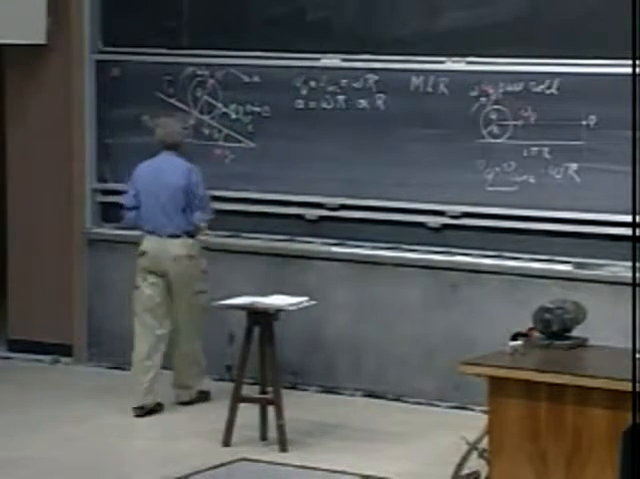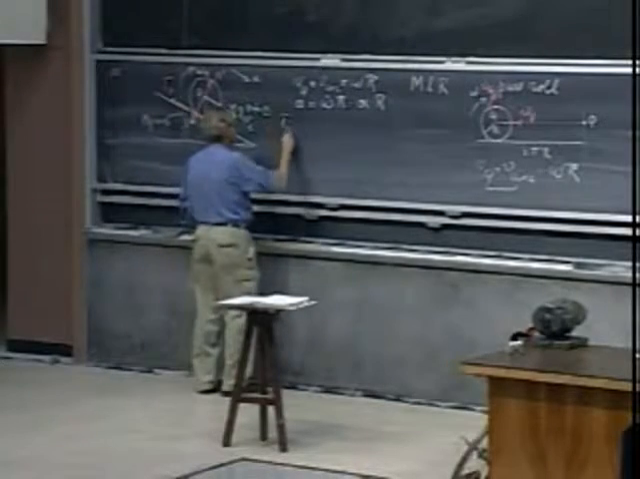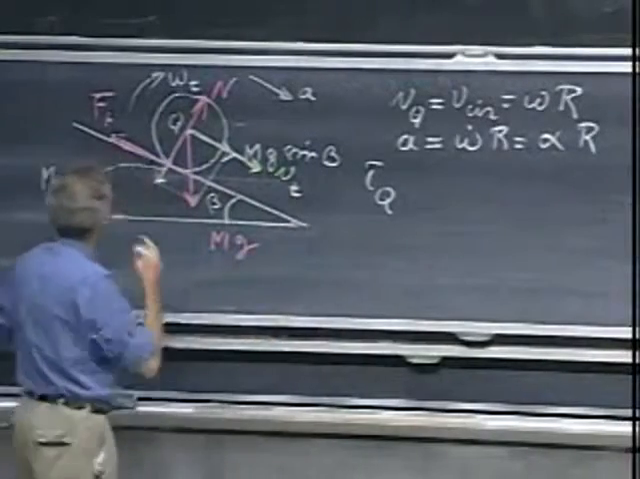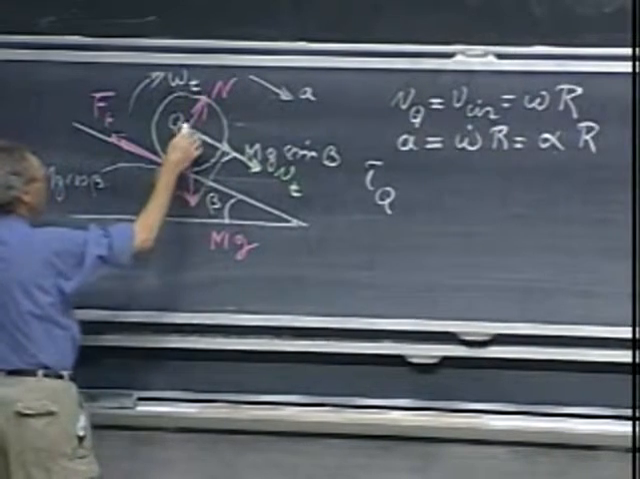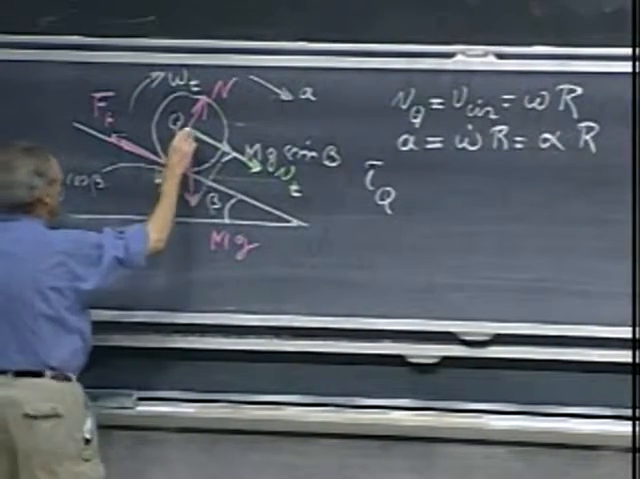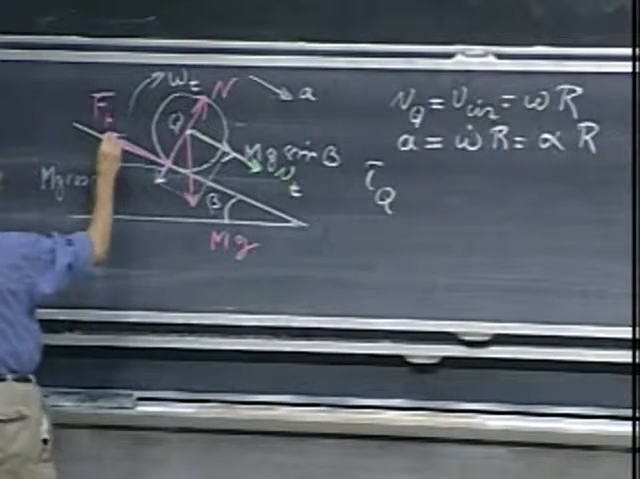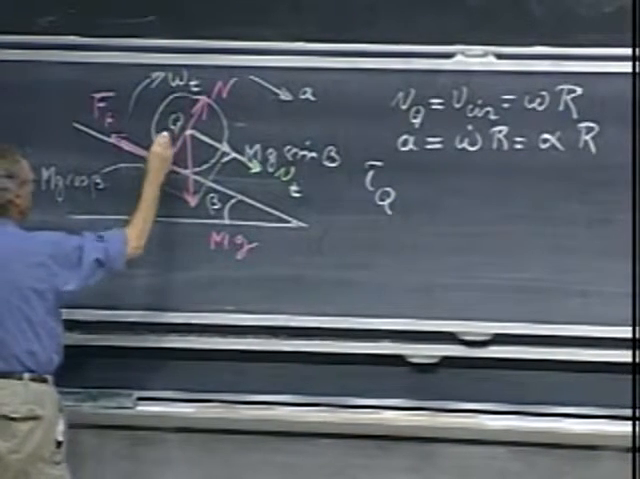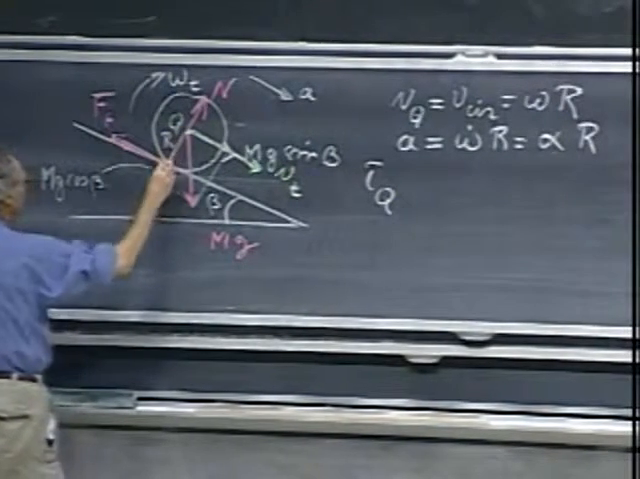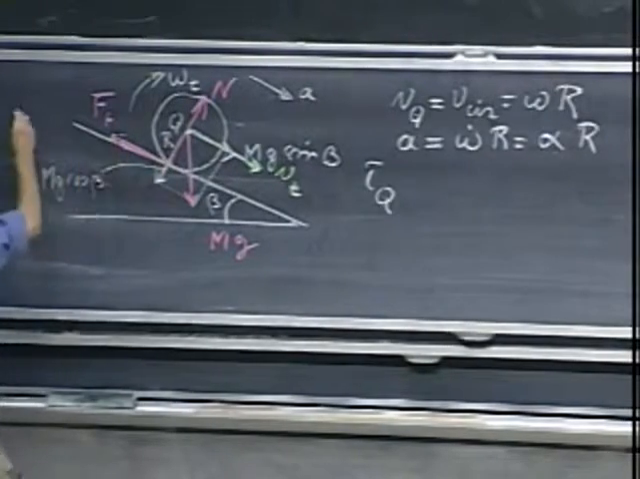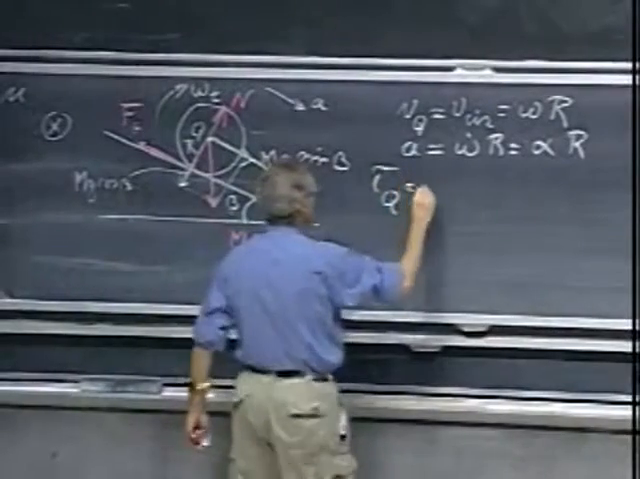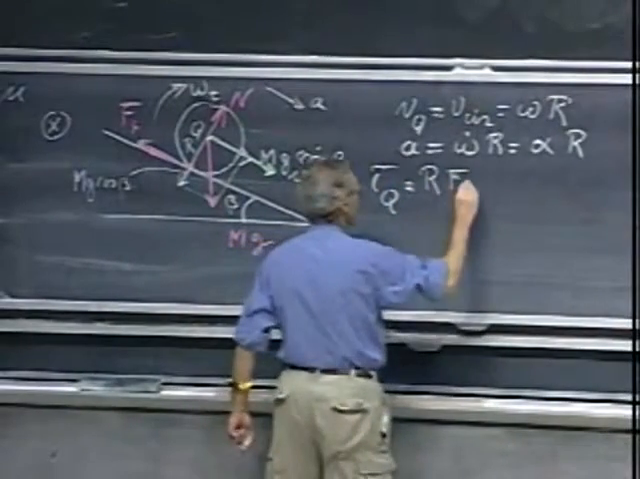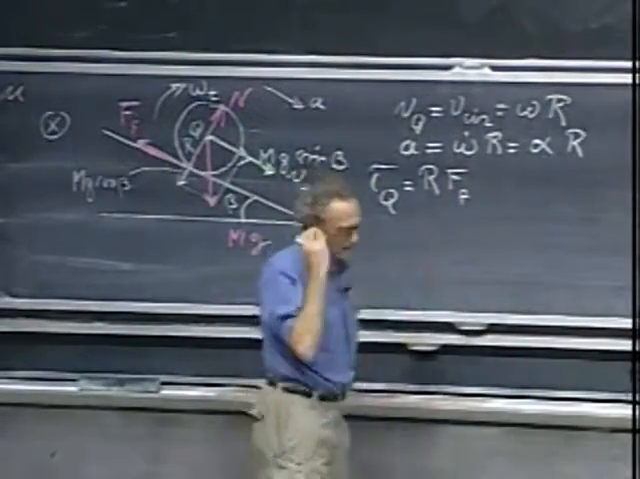Now I'm going to take the torque about point Q. When I take the torque about point Q, N has no effect because it goes through Q, mg has no effect because it goes through Q, so there's only one force that adds to the torque. If this radius is r, the magnitude is rf, and the direction is into the backboard. But I'm only interested in the magnitude for now, so I get r times the frictional force.